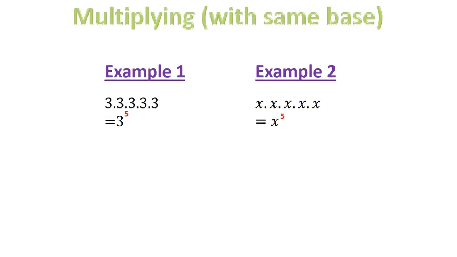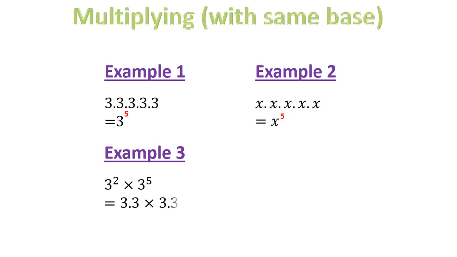Let's look at example 3. Here we have 3 squared times 3 to the power of 5. So let's write that in full, or expand it fully. 3 squared is 3 times 3, multiplied by 3 to the power of 5 is 3 times 3 times 3 times 3 times 3. That gives us 7 3's that we're multiplying together. That means we have 3 to the power of 7.